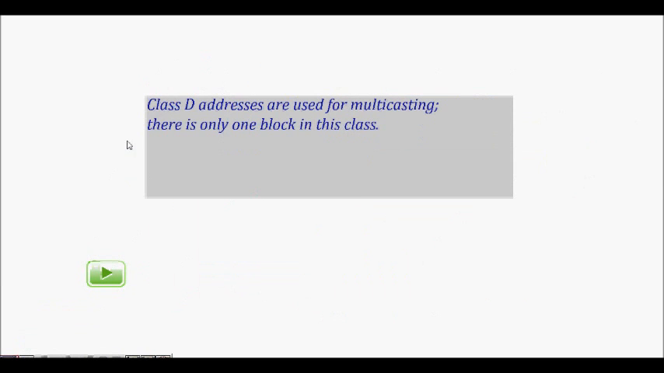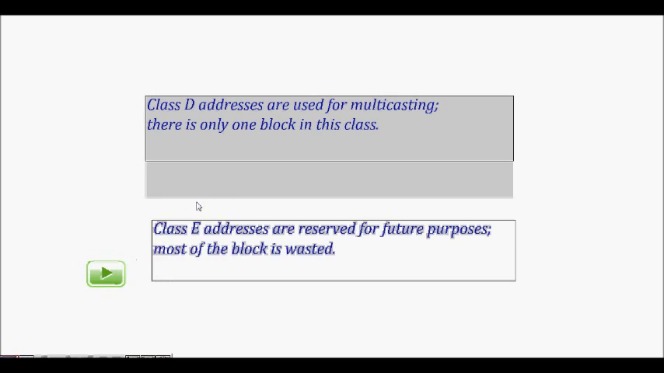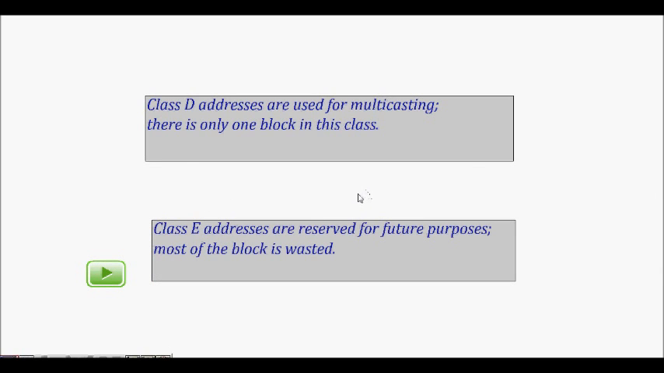Class D addresses are used for multicasting, and there is only one block in this class. Class E addresses are reserved for future purposes, and it's also wasted.